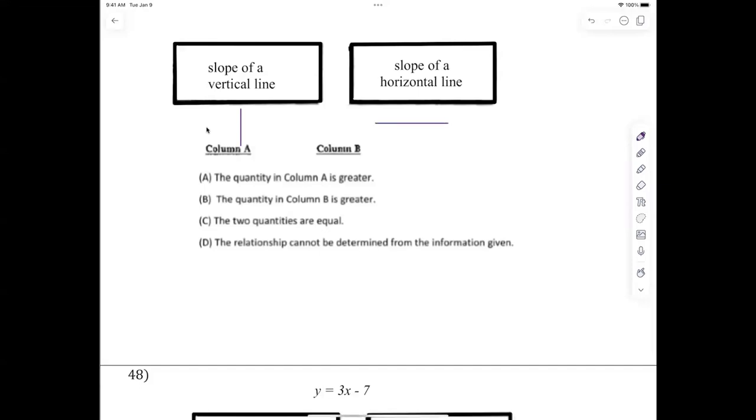Now, I don't really care what you think about this. I just want you to think about it. It's not going to be on the test. But this slope right here is 0. Do we agree? So that compared to that, which one's bigger? The top one. Now this right here, which one's bigger? Yeah, some people think the horizontal.